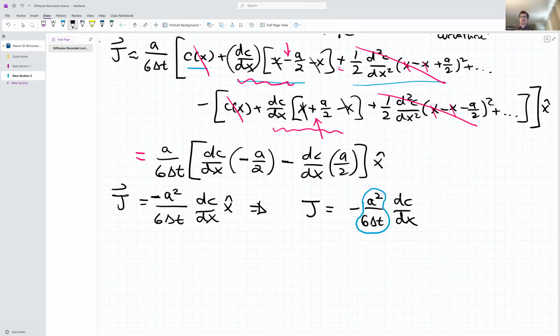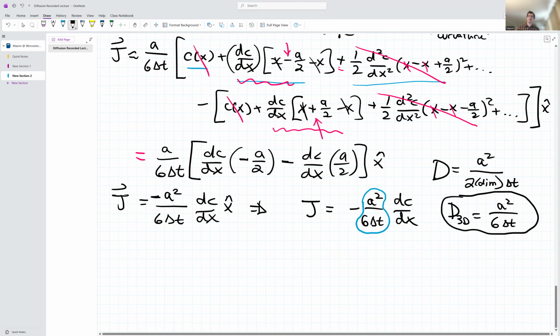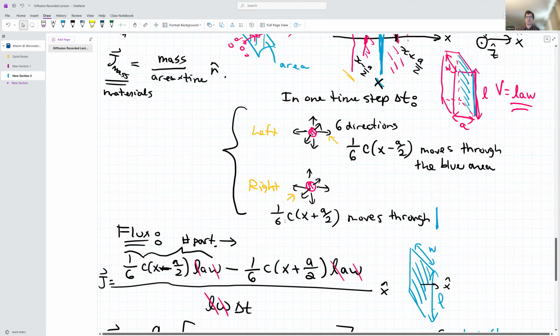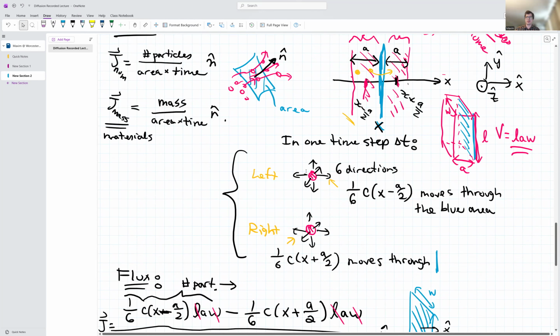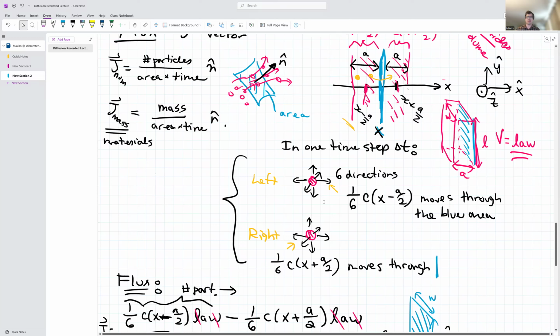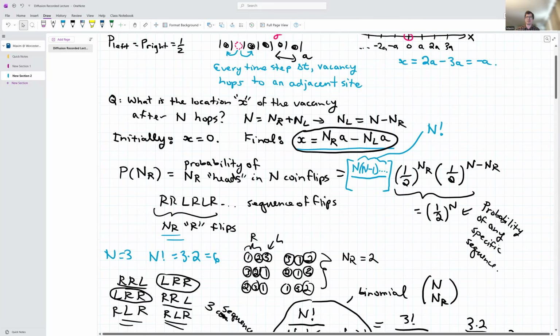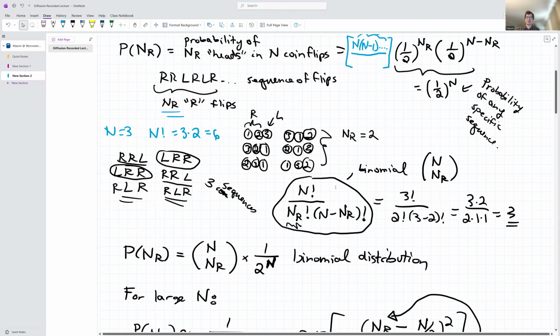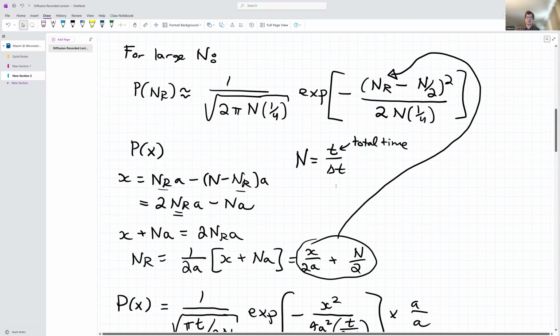The general form for a diffusion coefficient is the step size squared over twice the dimension that you're working with times the time step. In this case, for 3D, it's a squared over 2 times 3, which is 6 delta t. So that's the 3D diffusion coefficient. If you recall when we did the 1D stuff, the 3D came in because we talked about hopping in 6 different directions. When we were doing the coin flip, we only had 2 different directions.